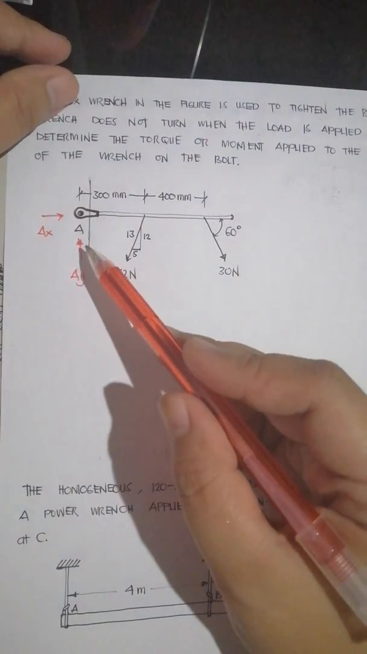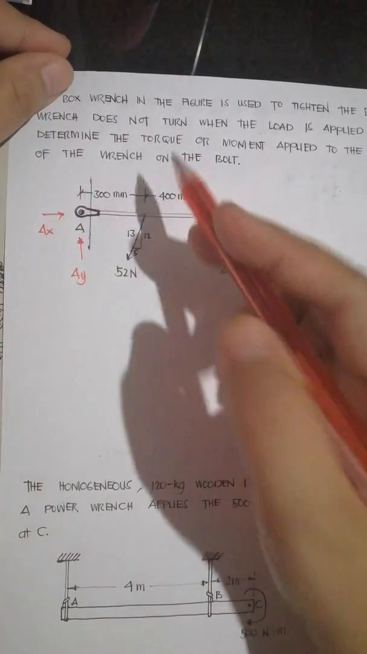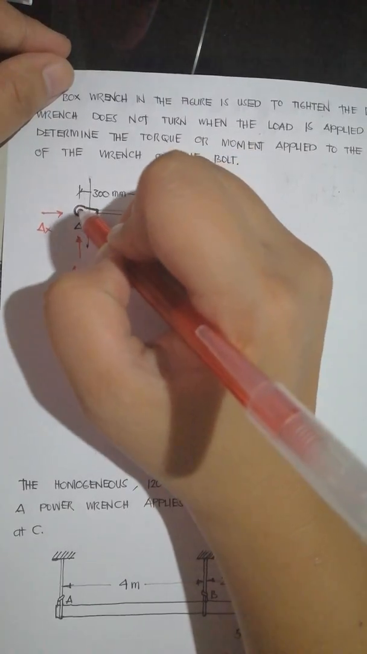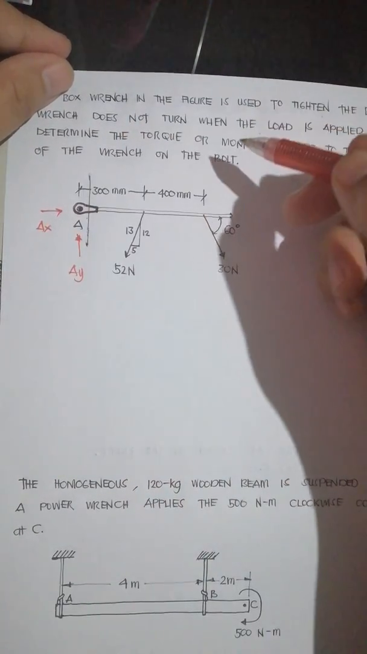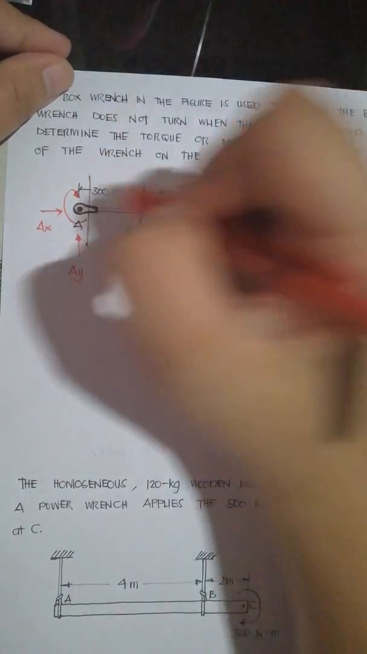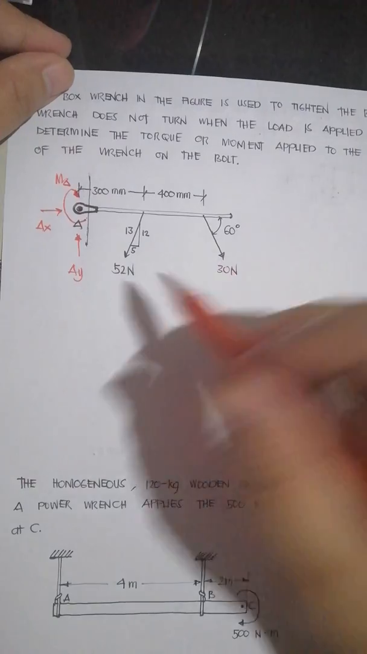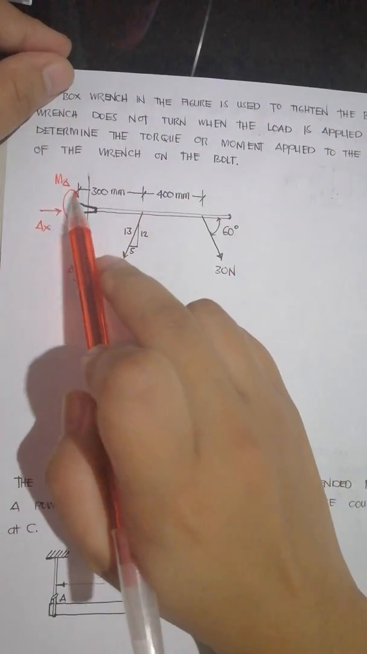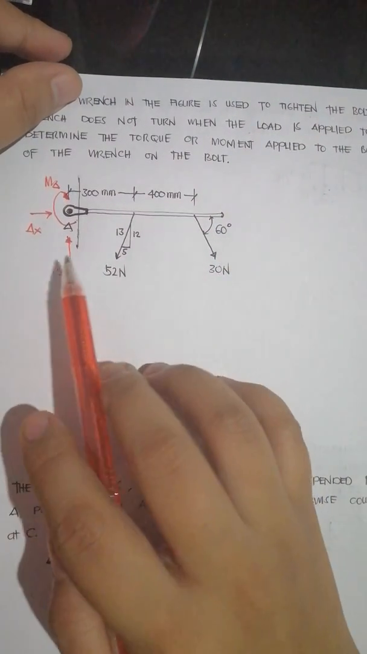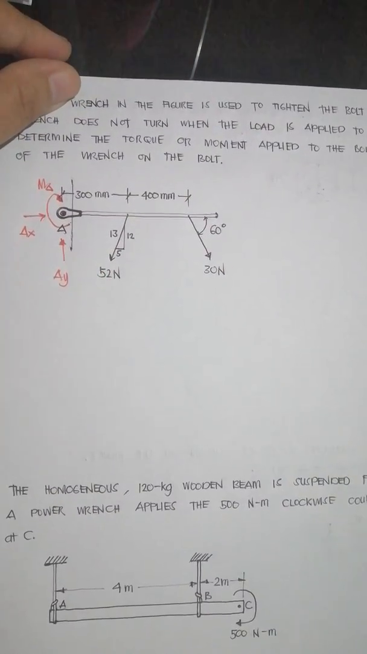Now, the directions of reactions are primarily assumed directions. Since it doesn't rotate, we could also say that it is like a cantilever support, so it also has a moment reaction. So assuming that the moment reaction is acting clockwise, but all of these directions are not yet verified, these are just assumed. We will know later if we have drawn the correct direction of the reactions.